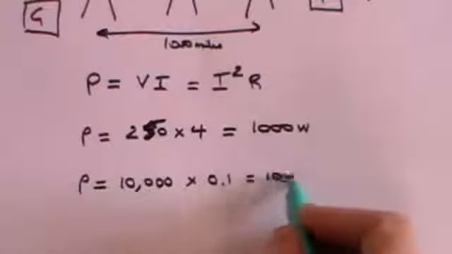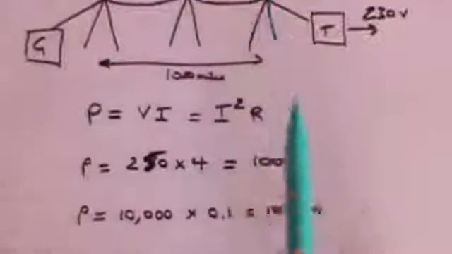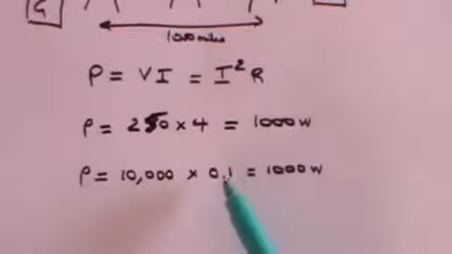It's still the same power, it's still 1000 watts being transmitted across the power lines, but it's a much higher voltage and a much lower current. Now, why does that help?